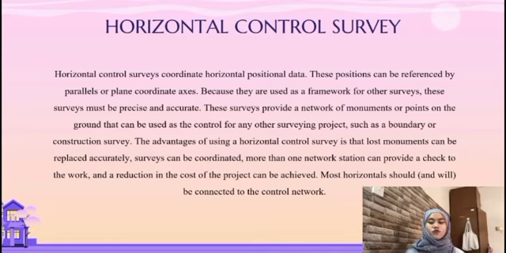The advantage of using a horizontal control survey is that a lost monument can be replaced accurately. Surveys can be coordinated. More than one network station can provide a check to the work, and a reduction in the cost of the project can be achieved. Most horizontal surveys should and will be connected to the control network.